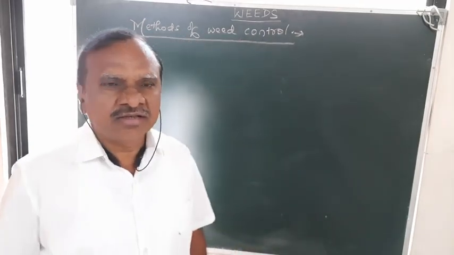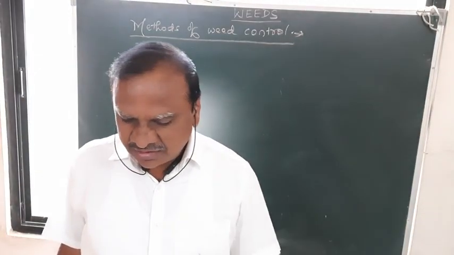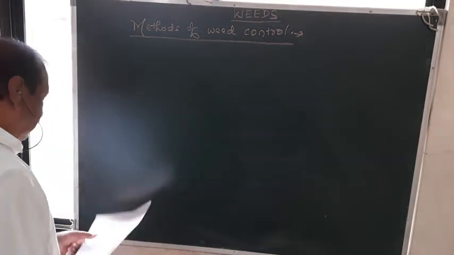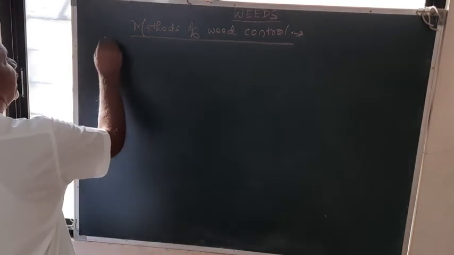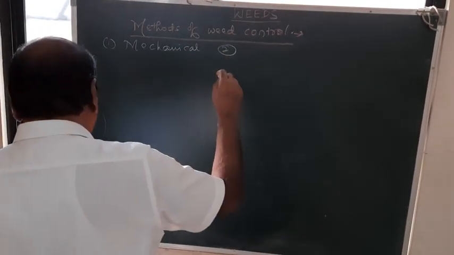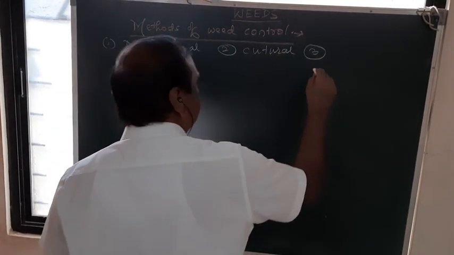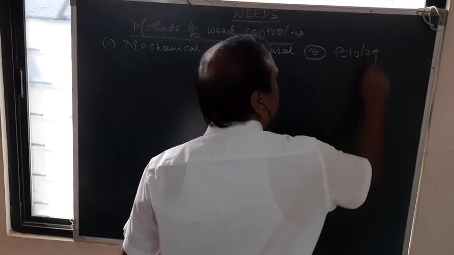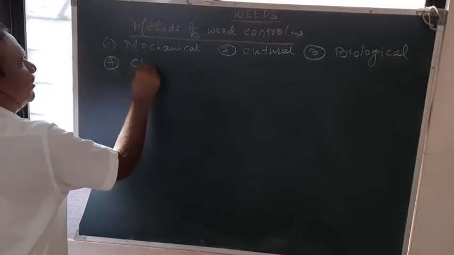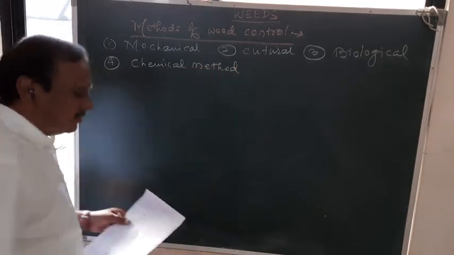Hello students. In the last lecture we started with the methods of weed control. We have seen four different methods. Number one is the mechanical, then second is the cultural method, third is biological, and the fourth is the chemical method of weed control.